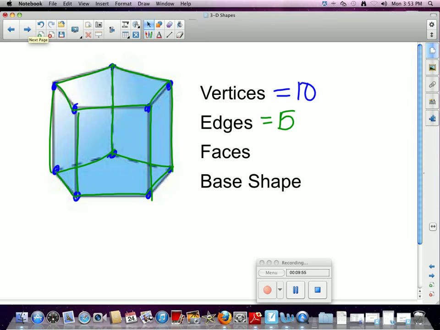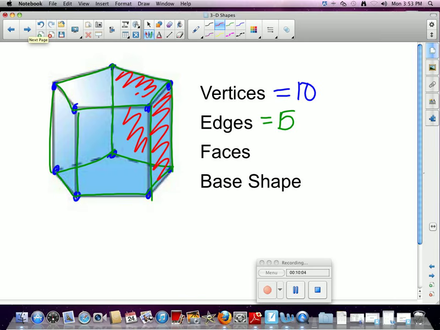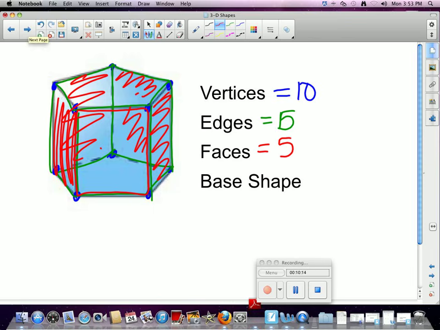Here's the hard one, finding those faces. Well, there's one back here, there's one on the side, 2, there's one over here, which is 3, there's one on this side, which is 4, and then there's the front one, which is 5. The base is made up of a pentagon. The base shape comes in major handy to name this.